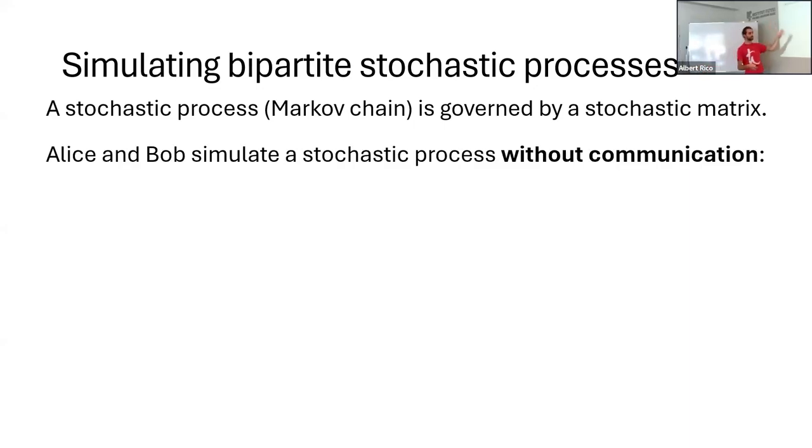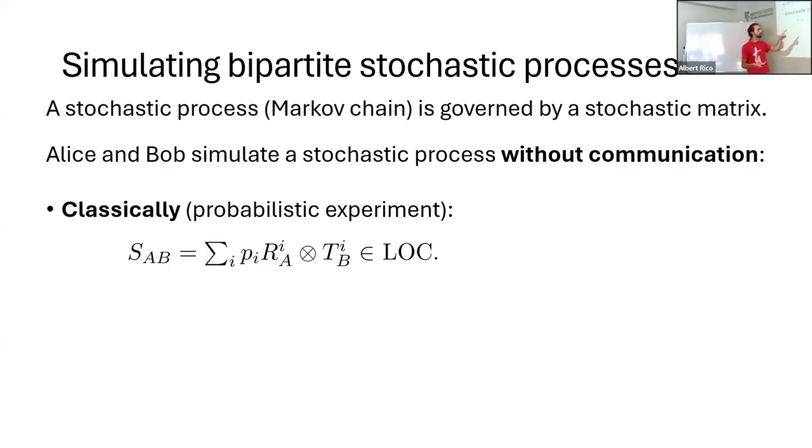And yeah, exactly. As I said, they will simulate such a process, a stochastic process. If this process is run by a stochastic matrix, it might be signaling, or might be something else. If they don't have communication, everything that they can simulate is this kind of relationship. Maybe since you can call them separable if you want, it factorizes in a way.